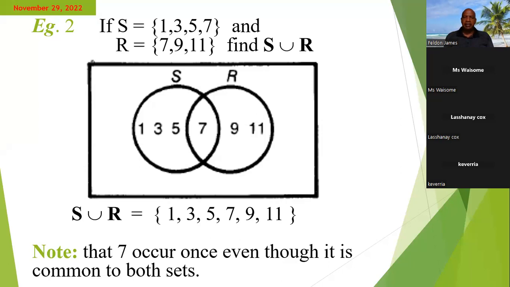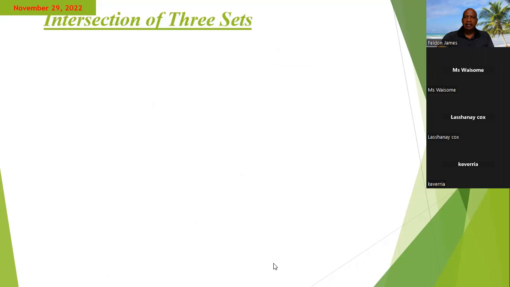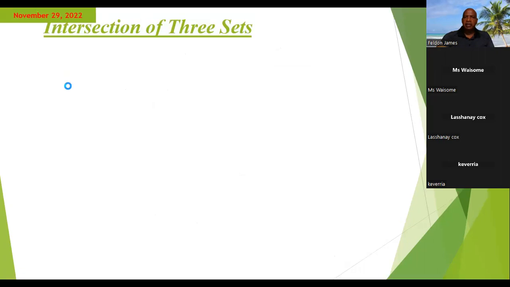All right, so note that 7 occurs once, even though it is common in both sets. All right, so in the union, we only write it once. All right, moving ahead.